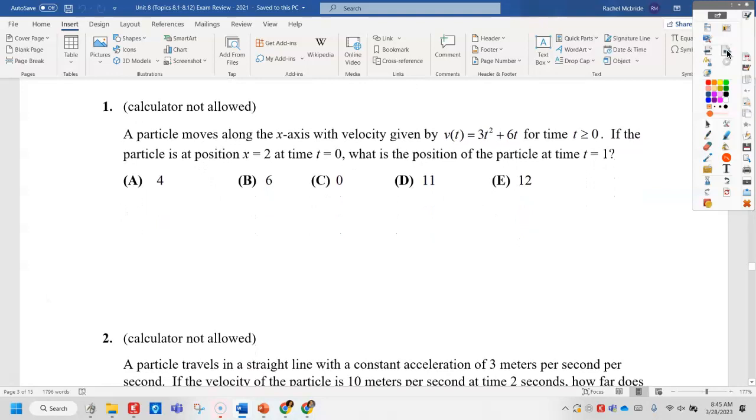A particle is moving along the x-axis. The velocity is given by the following equation. If the particle is at position x equals 2, so this is what some of y'all had trouble with yesterday, because it gave you x equals 2, but that was telling you kind of like the y value, because t is time and t is like our x value in this case.